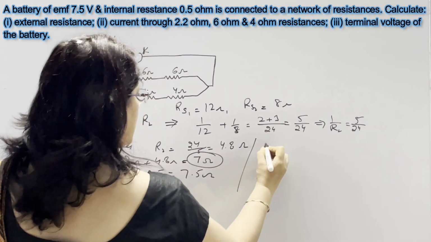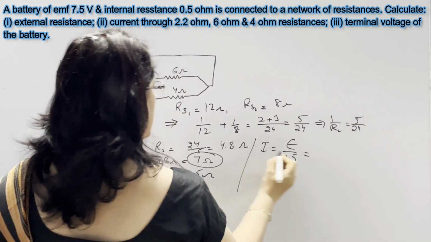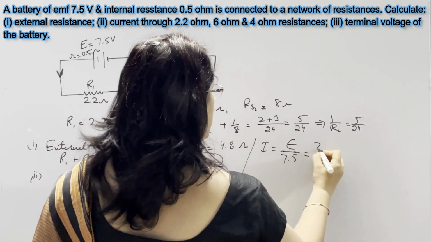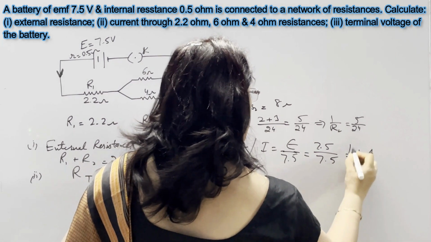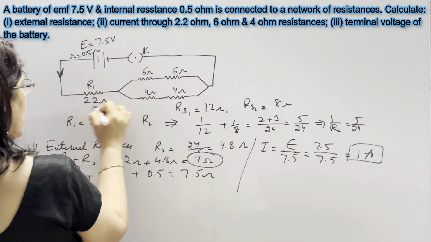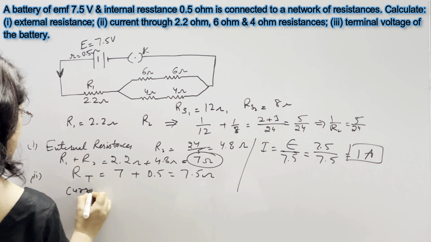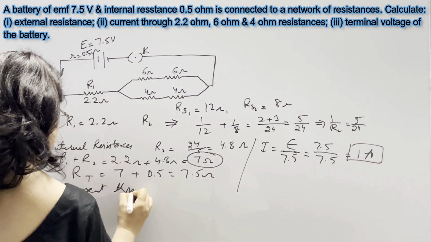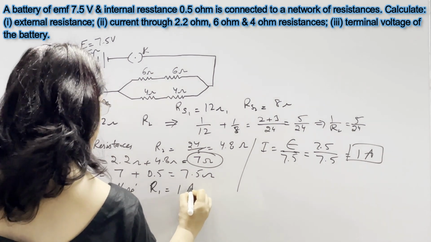Now current. Current is equal to EMF upon total. Now given EMF in the circuit is 7.5 volt divided by 7.5. It means 1 ampere is the total current in the circuit, which is passing through the 2.2 ohm resistance. So first resistance, current through R1 resistance is 1 ampere.